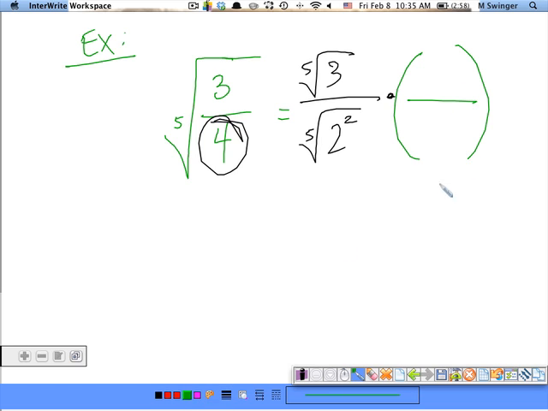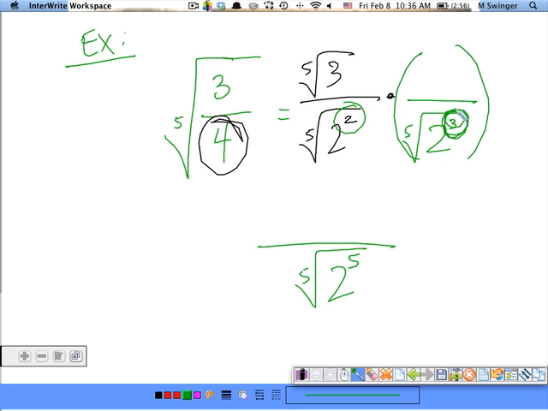Rationalize. Here's the key question: what do you rationalize by? The fifth root of 2 to the third, 2 cubed. Why? Because you want the fifth root of 2 to the 5th. That's why I have 3 here. We already have 2, you want 3 more, which makes 2 to the 5th on the bottom. Perfect. If you got that, good job.